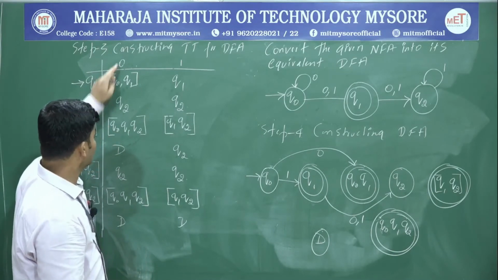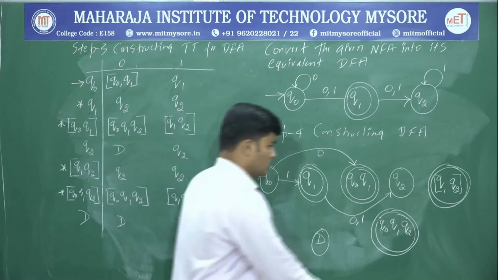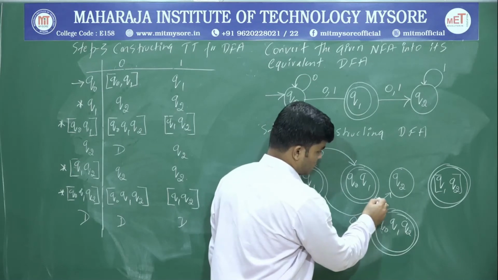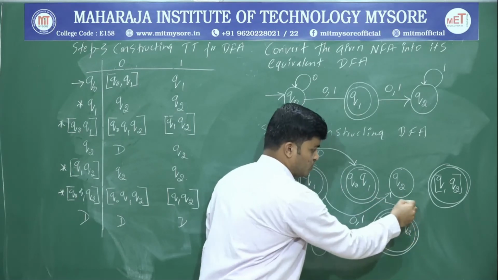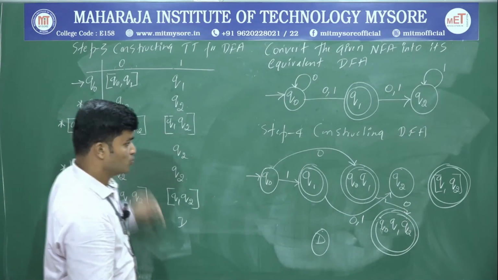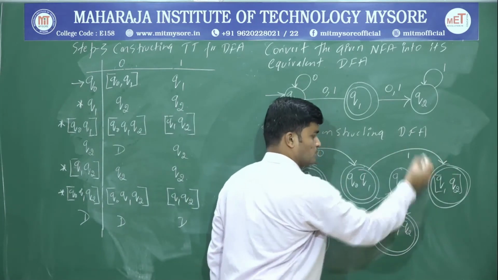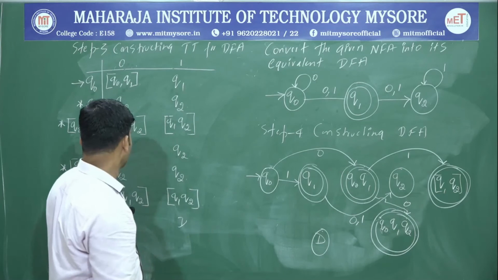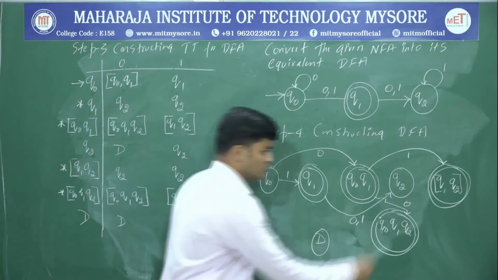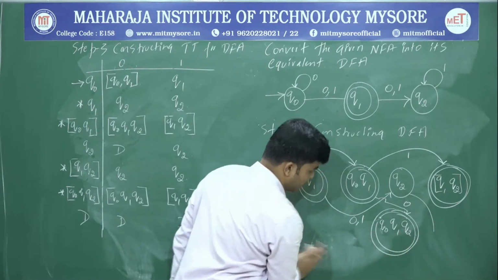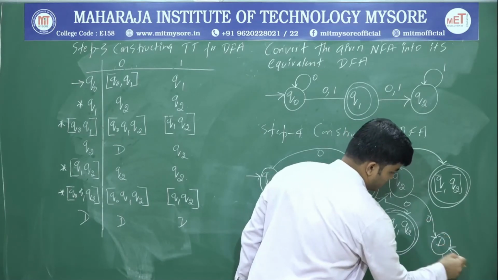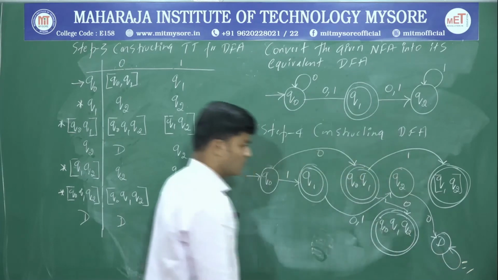What is Q naught Q1 upon 0? It is Q naught Q1 Q2. What is Q naught Q1 upon 1? It is Q1 Q2. Now go with Q2. Q2 upon 0 is the dead state, so better I write the dead state here. Once you reach the dead state, you will remain within the dead state.